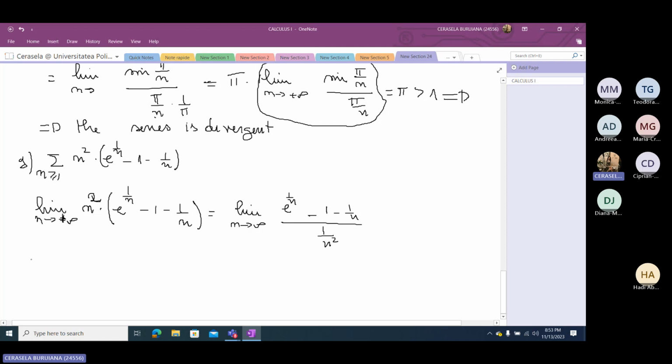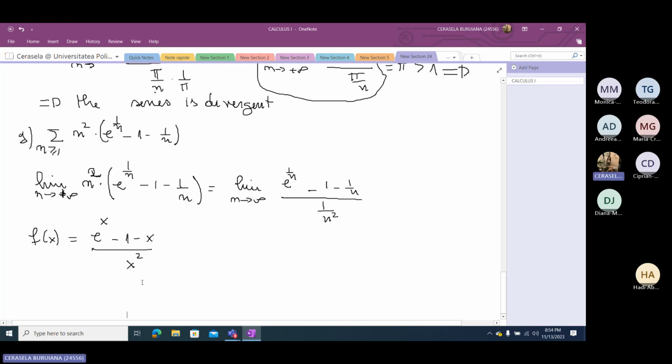So I will construct a function immediately to make it easier for us to compute the limit. One idea is to take 1 over n and denote it by x. When I do that, my function becomes e power x minus 1 minus x over x squared. Is it clear how I constructed it? I took 1 over n as x. Is it clear?